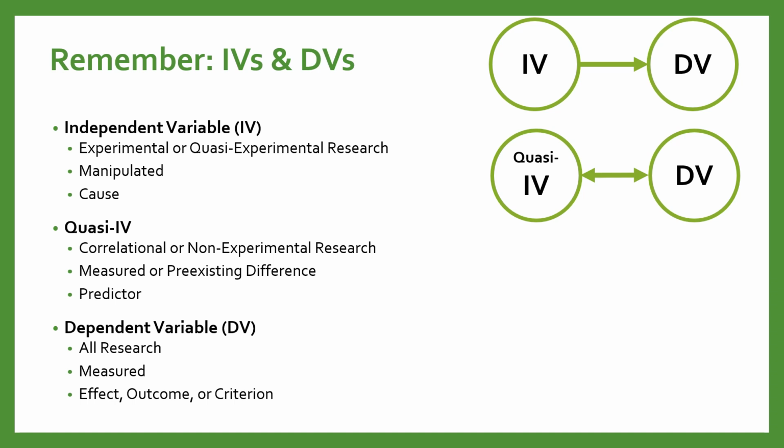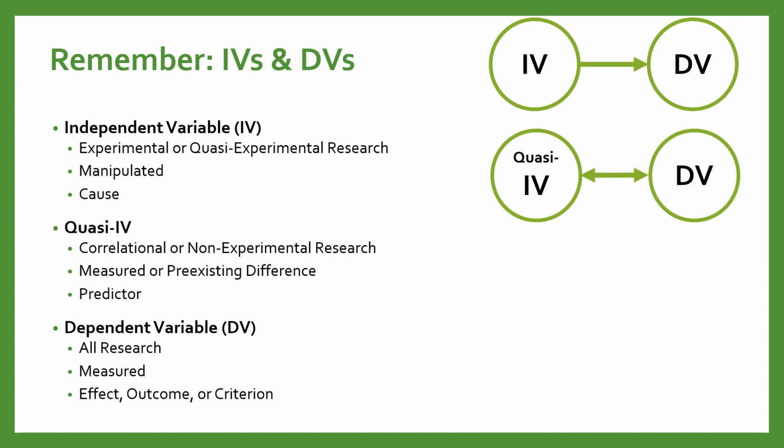But we usually call them predictors because when we have quasi-independent variables, when we're doing correlational or non-experimental research, we don't really say that there are causal effects there. Then remember, the dependent variable is always the variable that depends on the independent or quasi-independent variable, and it's almost always measured. When we're looking at dependent variables in an experiment, we usually call them an effect. In a quasi-experiment, we usually refer to those as an outcome. And in a correlational study, we usually refer to those as a criterion. But I'll probably use them interchangeably.